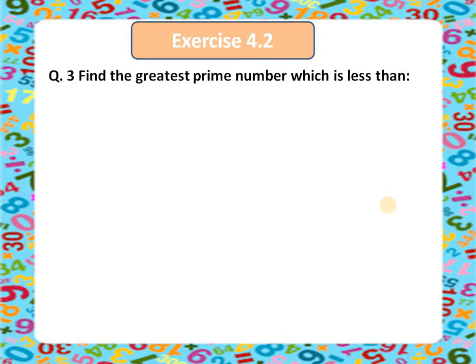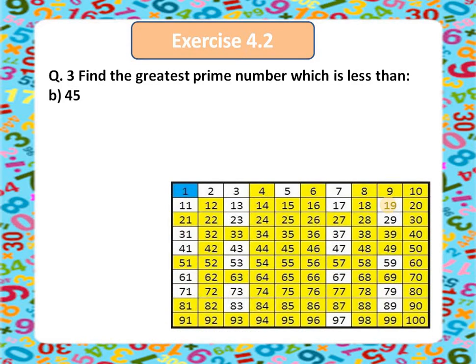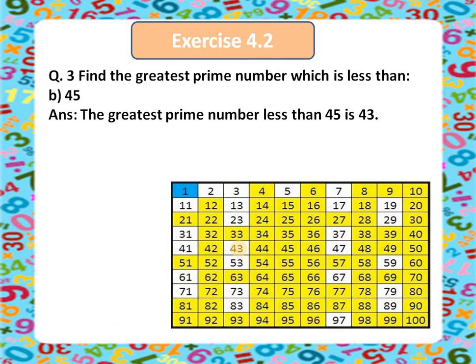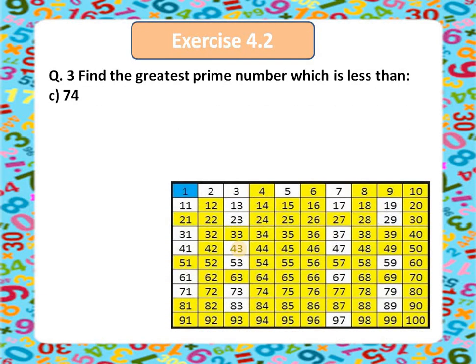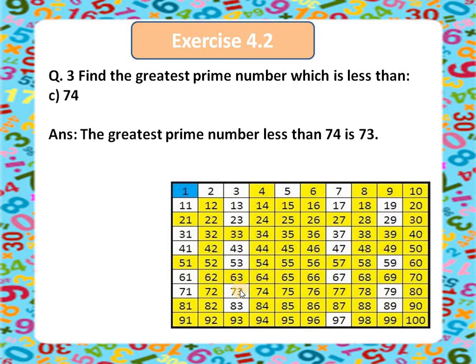Same series, question number 3. We have the B part, 45. So we will have to find out the greatest prime number which is less than 45. Look, number 45 over here. Less than that is 43. So the answer: the greatest prime number less than 45 is 43 only. C part, 74. You need to look less than that. 74, so it is 73 only. The greatest prime number less than 74 is 73.